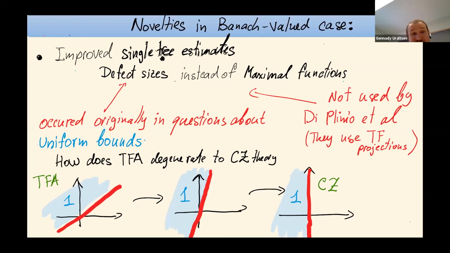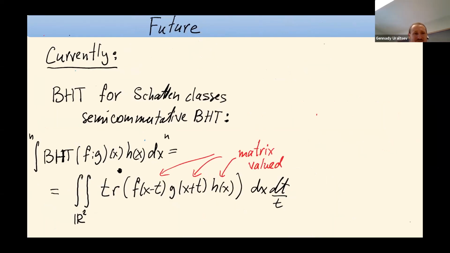Okay. By the way, this is not the approach that the result that appeared in parallel to ours used. They use other things, time frequency projections, that do not seem to work well with the question of uniform bounds.